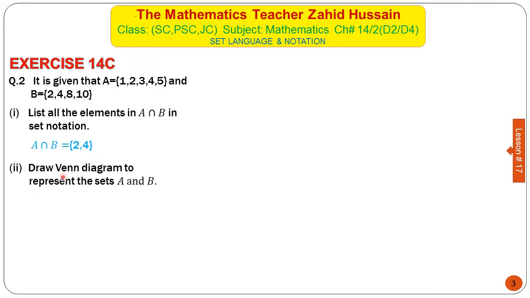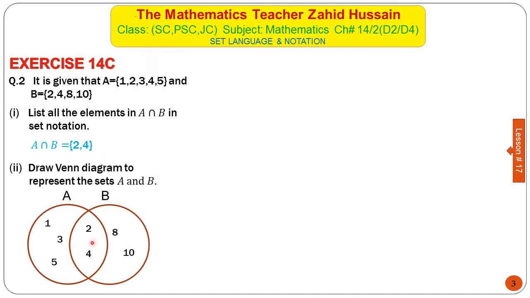In the second part, you are asked to draw the Venn diagram. Again, we will draw the Venn diagram by looking at whether the sets are disjoint. No, the sets are not disjoint because there are some elements common. So there will be two intersecting circles. The common elements in A and B will be written in this region, and all the elements of A which are not in B, which are 1, 3 and 5, will be written in this region, and all the elements of B which are not in A will be written in this region, which are 8 and 10. So this is question number 2.